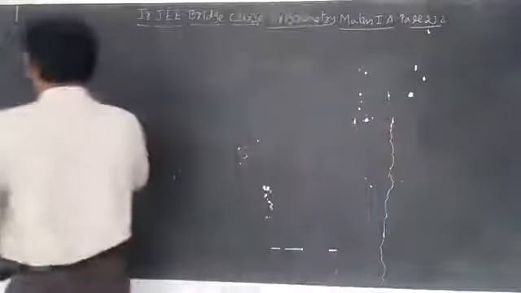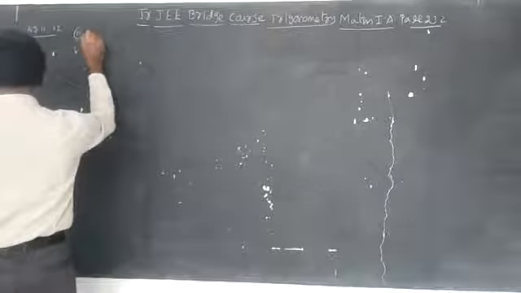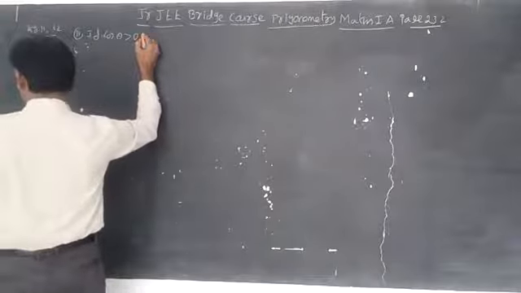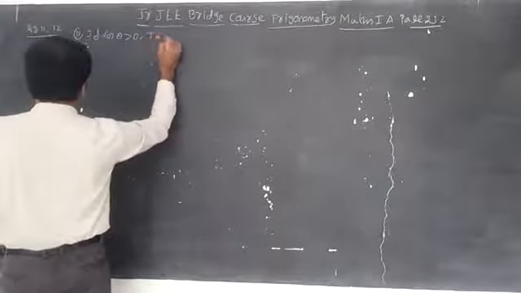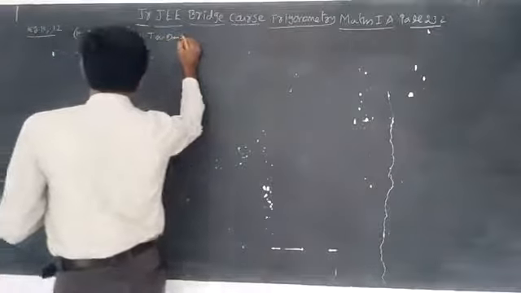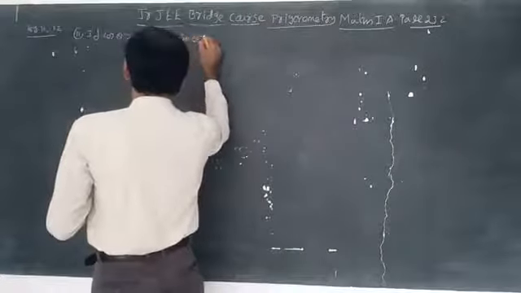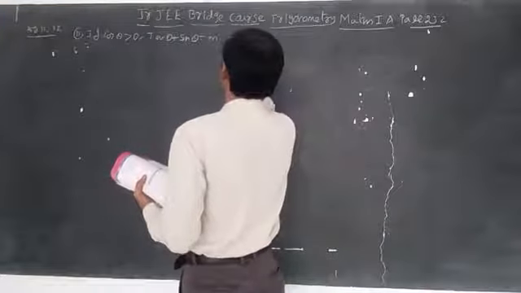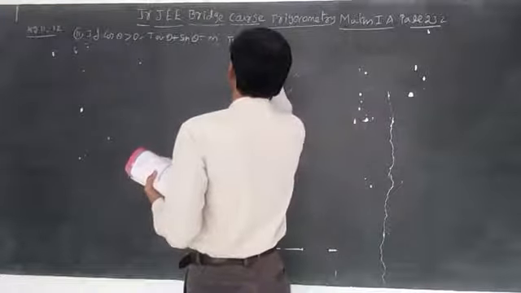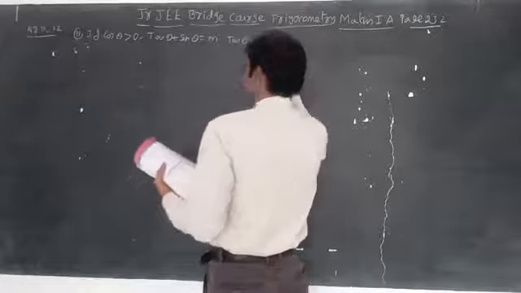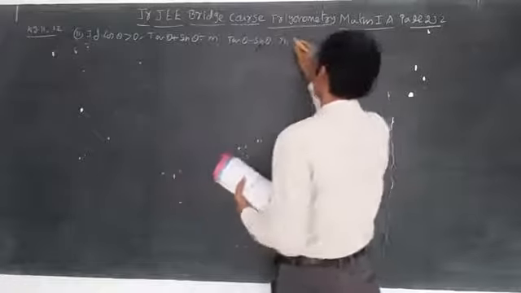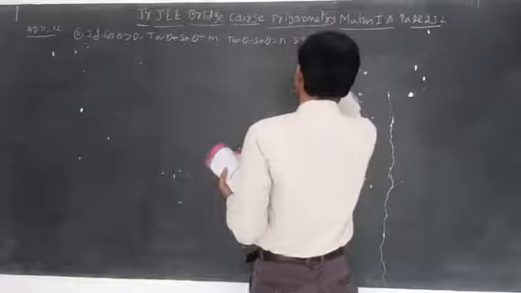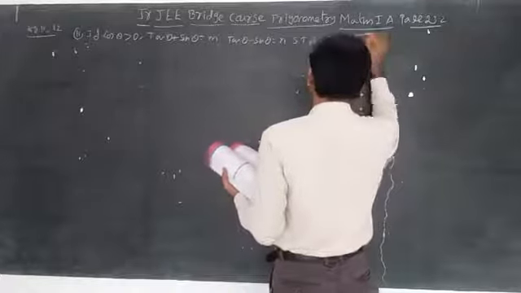Now example 11. If cos theta is greater than 0, tan theta plus sin theta is equal to m, and tan theta minus sin theta is equal to n, then show that m square minus n square is equal to 4 root mn.